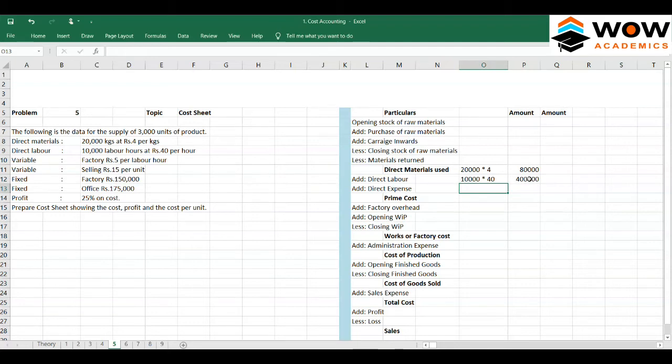Next one, direct expense we don't have. We have variable cost. So variable cost, one of it is the factory overhead. Okay. So in factory overhead we have two things. One is variable cost, and the other one is a fixed cost. We have two elements here. So variable cost is 5 rupees per labor hour. So this is going to be 5, and fixed is going to be 1,50,000. So that's directly given.